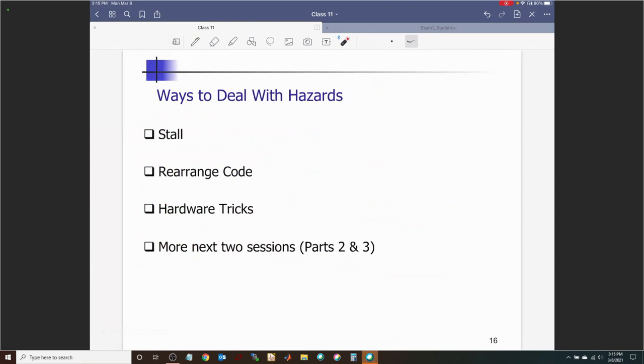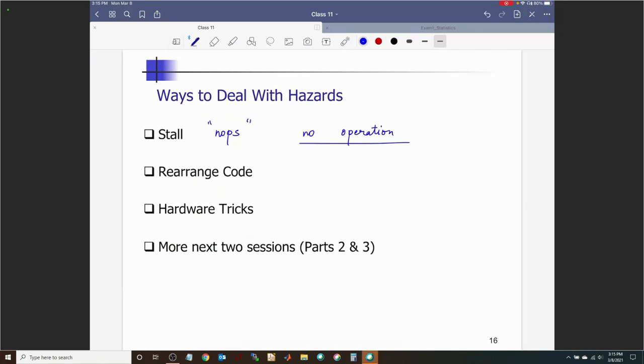Some ways to deal with hazards, and we will be looking into at least the first two in detail, and we'll talk more in the next two sessions on pipelining. The first one is stall, which is essentially using NOPs. NOP is no operation. What that means is I'm going to execute an instruction which is NOP. No instruction at all, no operation at all. Just so that I can still be doing pipelining without having to deal with the hazard. We'll take a look at examples about this stalling technique in the next lecture.